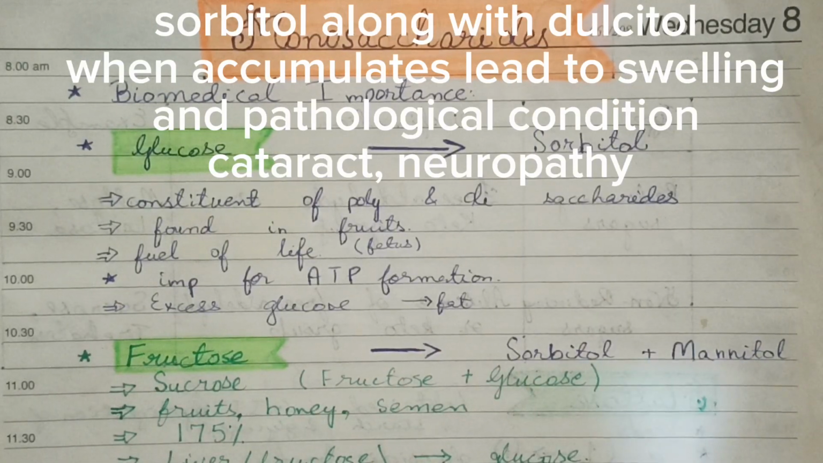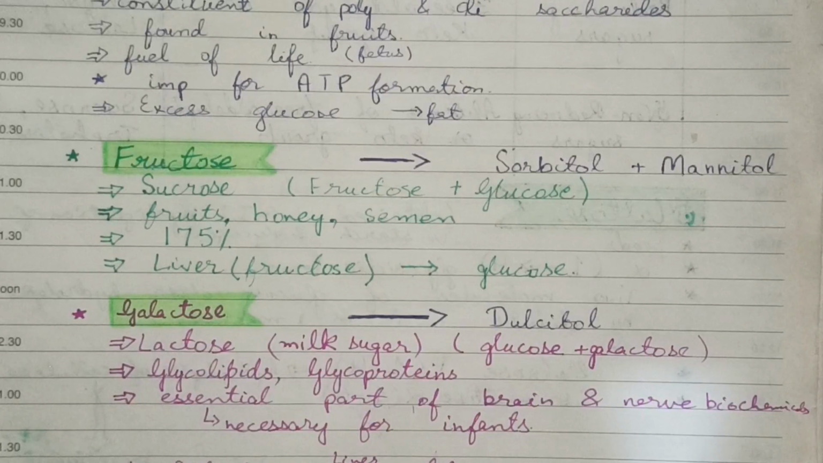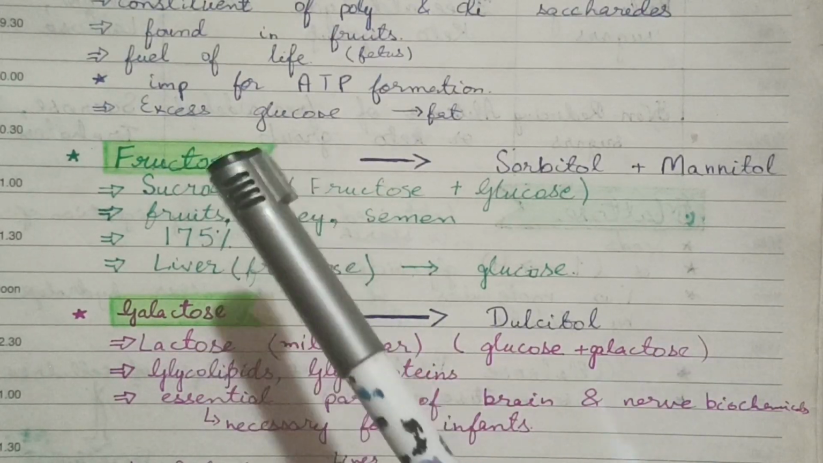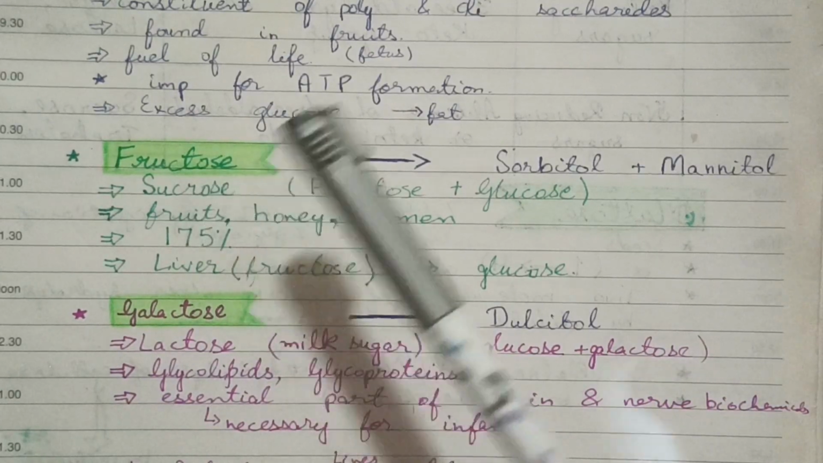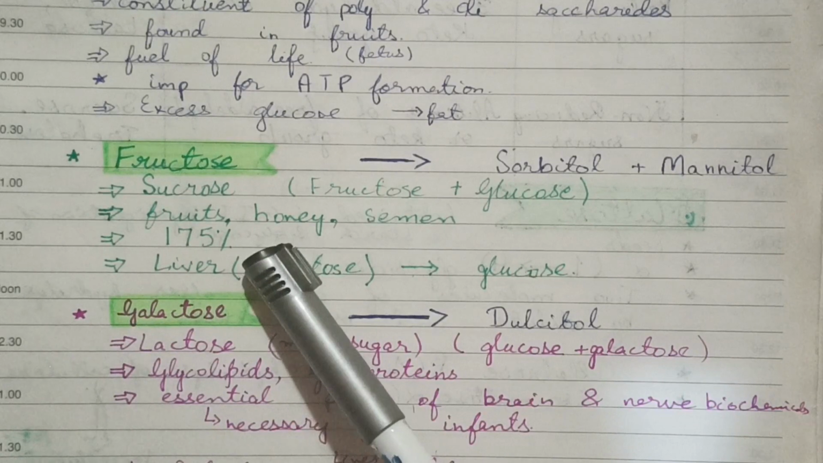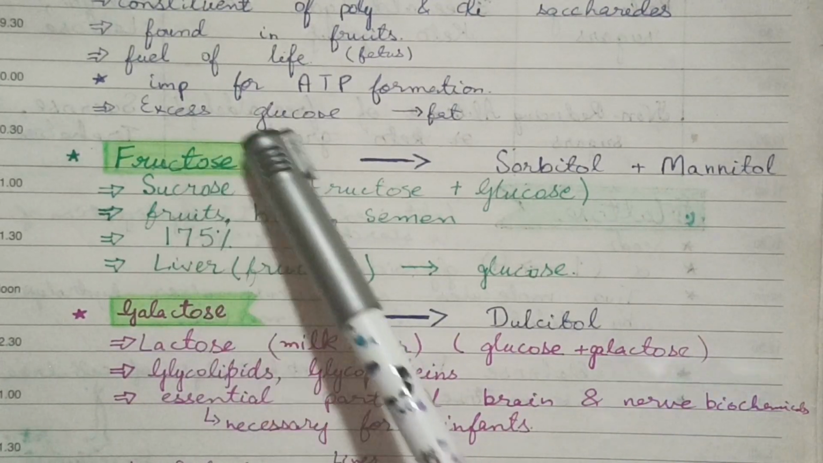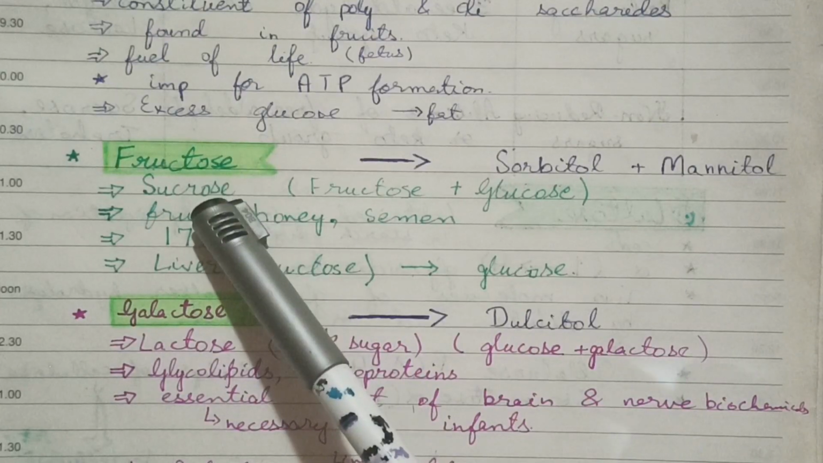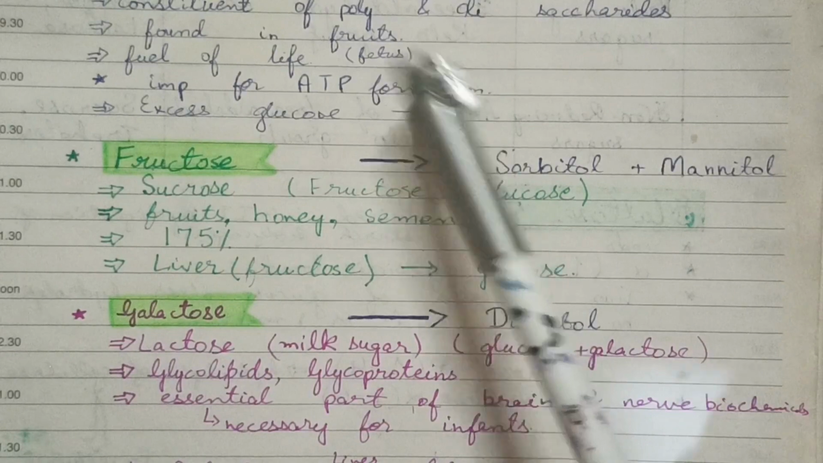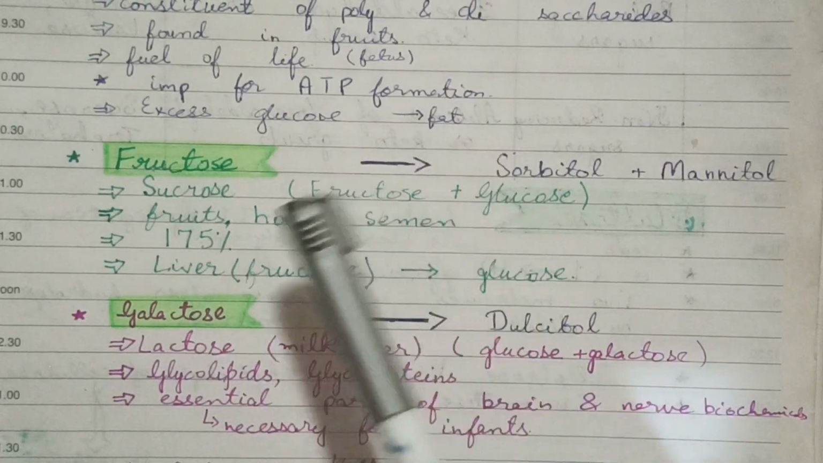Now coming towards fructose. What is fructose chemically? It is a ketohexose. What does it mean? It means that it contains 6 carbon atoms with a keto functional group. Okay, so fructose participates in the formation of a disaccharide known as sucrose. Sucrose, as we have discussed, constitutes fructose and glucose.